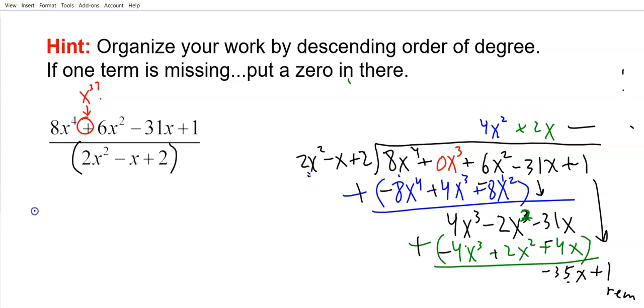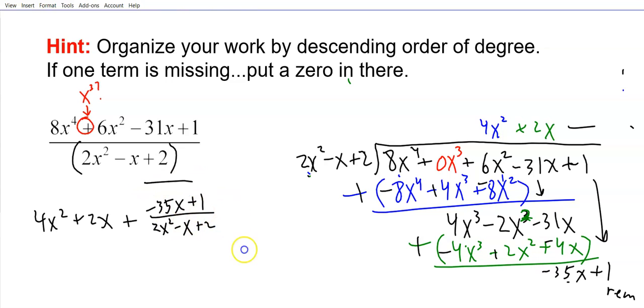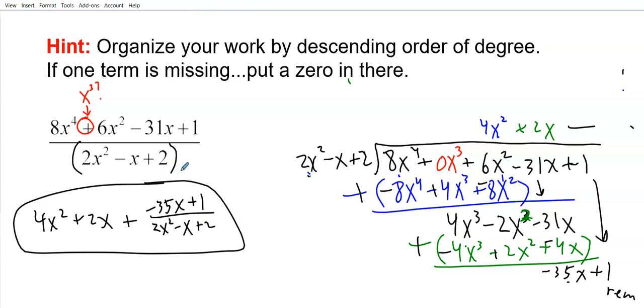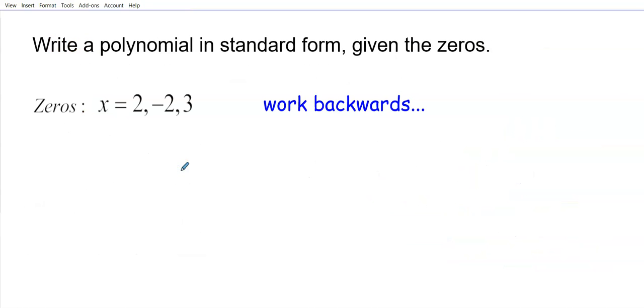So my answer is 4x squared plus 2x, which is the quotient, plus the remainder, negative 35x plus 1, divided by the divisor, which is 2x squared minus x plus 2. So that's my answer, and that is not a factor, right? We tried to divide it. It did not divide nicely.